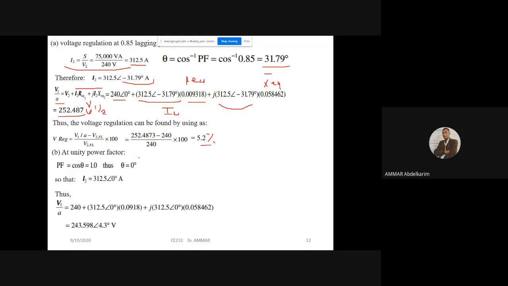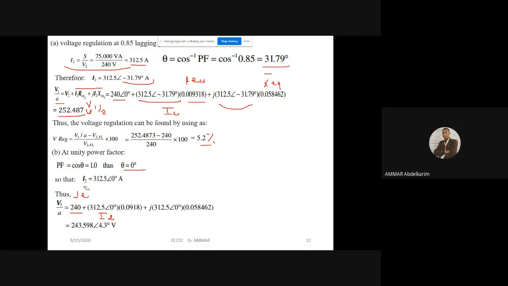The second case, at unity power factor, the cosine phi is 1, so the angle is 0. See here, it's a unity power factor, but it looks like a lagging power factor because we also have the internal inductance of the transformer. So I2 is not shifted, the angle is 0, but V1 equals what? It equals V2, which is the voltage across the load, plus the current I2 multiplied by the internal impedance. This is R equivalent, and this is X equivalent, the internal impedance of the transformer.